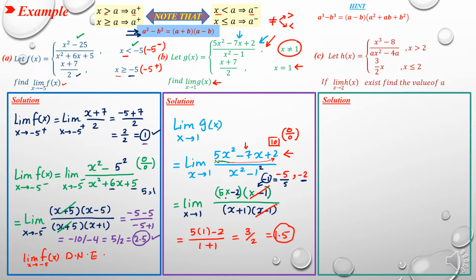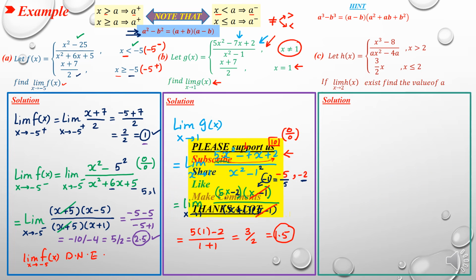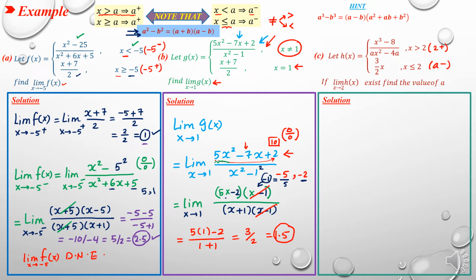Now in part C, we have h of x equal x cubed minus 8 divided by ax squared minus 4a when x is greater than 2. And greater than 2 means 2 from right, and less than or equal means 2 from left. Now if the limit of h of x when x goes to 2 exists, find the value of a. This is the question.